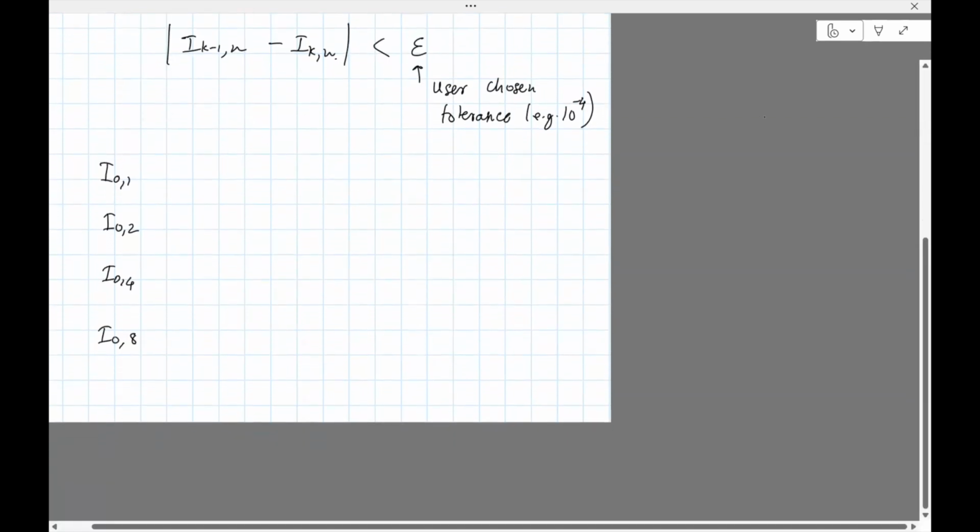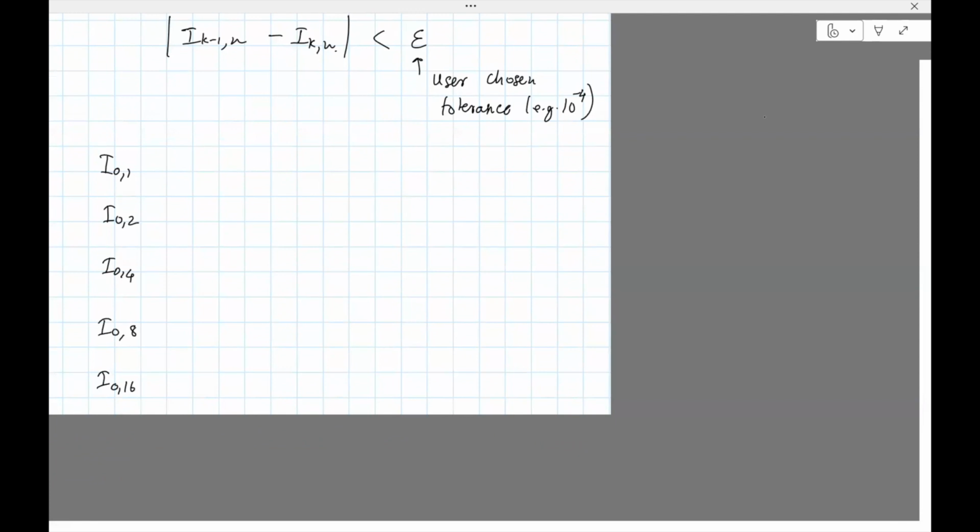Eight, need some more space. So let's say you do this calculation for step size 1, 2, 4, 8, 16.